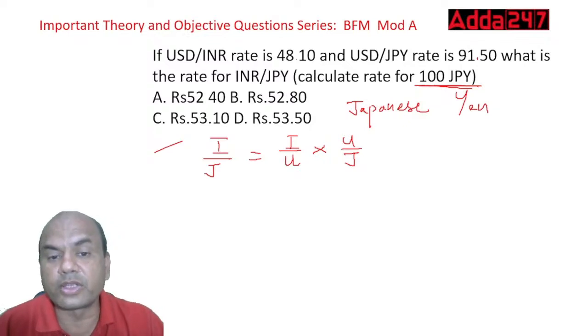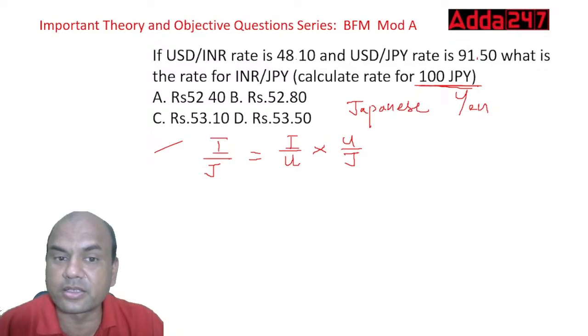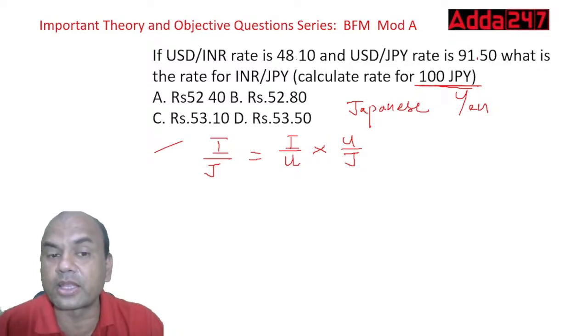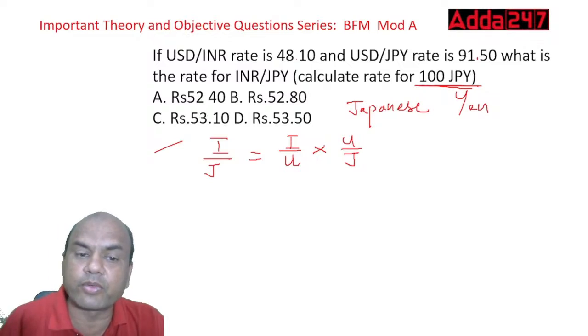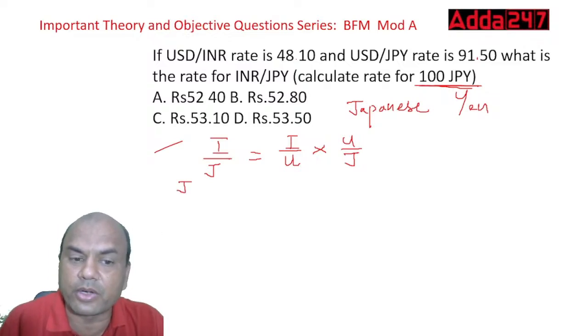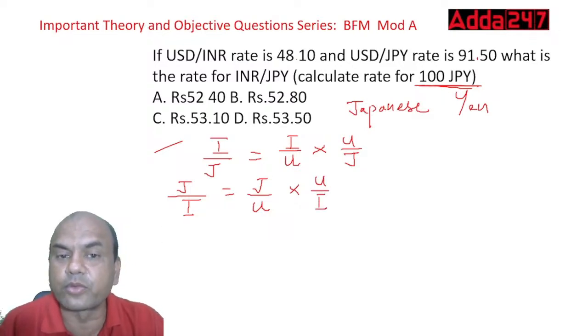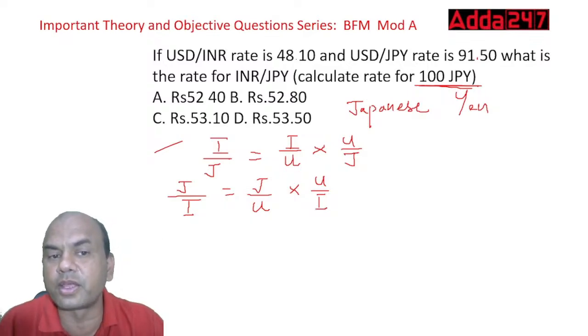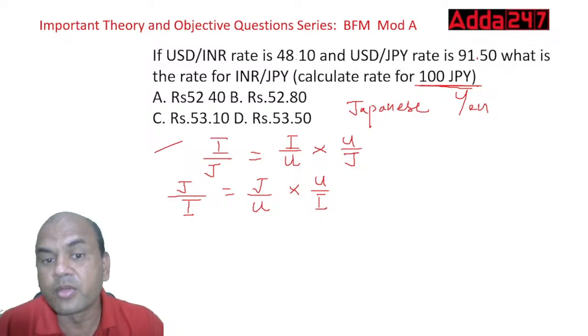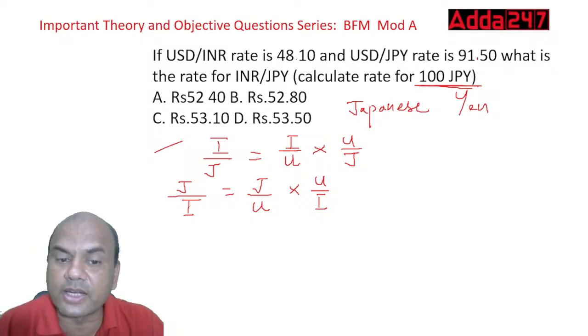When I say INR to JPY, I want this rate, and JPY to INR is actually the reverse one. Whenever we find this rate, we find it this way: JPY to INR, which is JPY to USD into USD to INR. This is what we find out always. First find out this. If they ask you INR to JPY, you can reverse this later, because this rate is difficult to find out, while this rate is very simple.